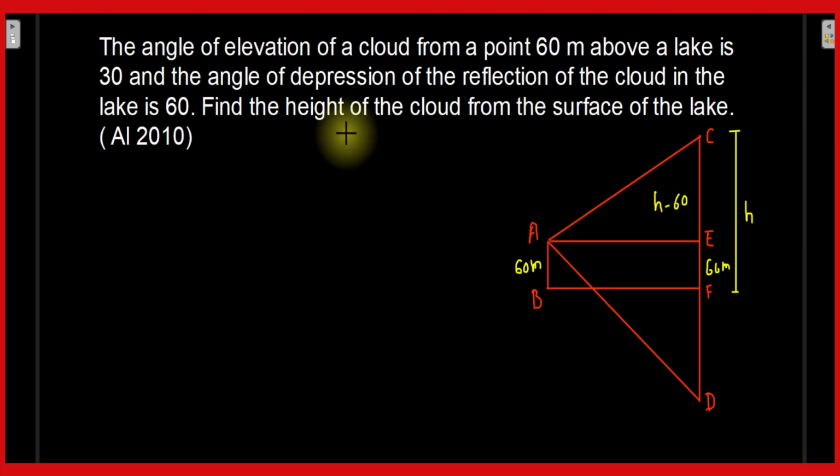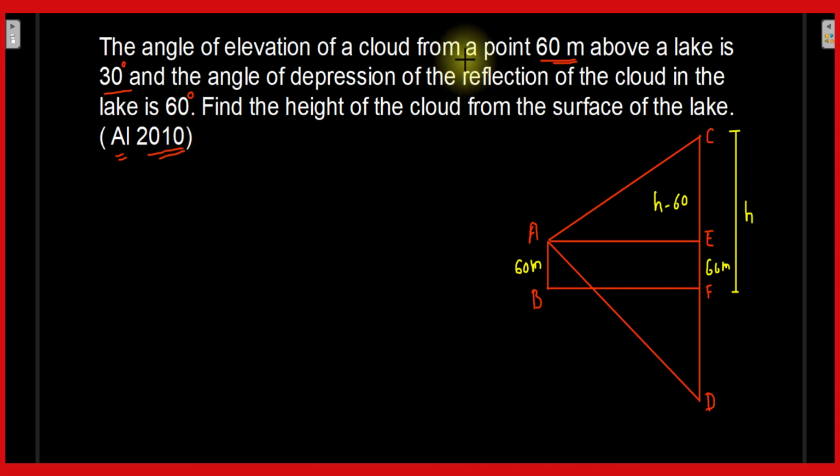Friends, here is the question on the screen. The angle of elevation of a cloud from a point 60 meter above a lake is 30 degree, and the angle of depression of the reflection of the cloud in the lake is 60 degree. Find the height of the cloud from the surface of the lake. This question was asked in All India Examination 2010.